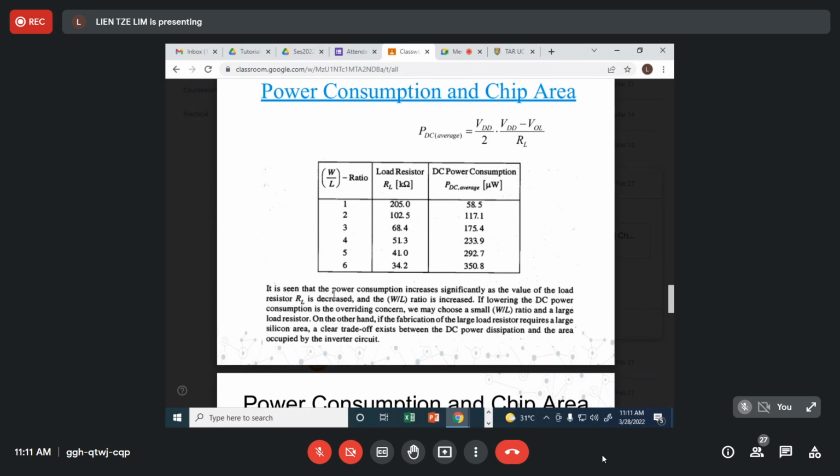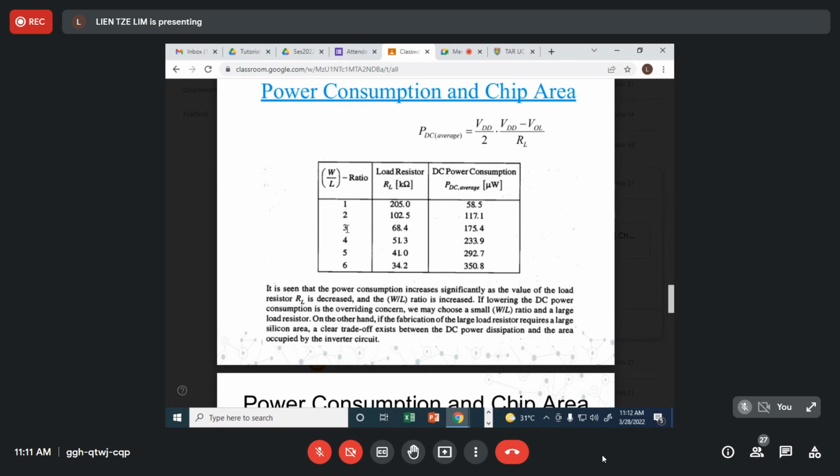Power consumption increases significantly as the value of the load resistance RL is decreased and the W over L ratio is increased. You see here, we want to get a low power consumption. So the load resistance that we choose must not be very small, and the width over length also must not be very high. Maybe 1, 2, or 3.